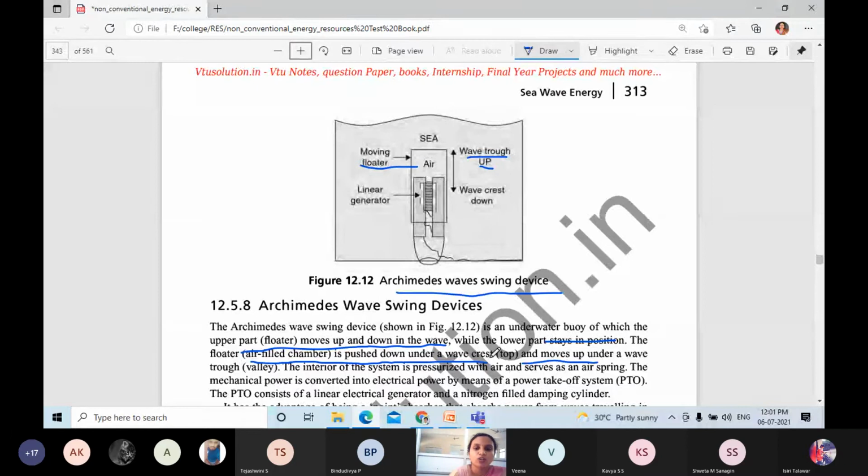It is pushed down under a wave crest and moves up under a wave trough. That is nothing but a valley. The interior of the system is pressurized with air and serves as an air spring, due to that up and down motion of the floater.